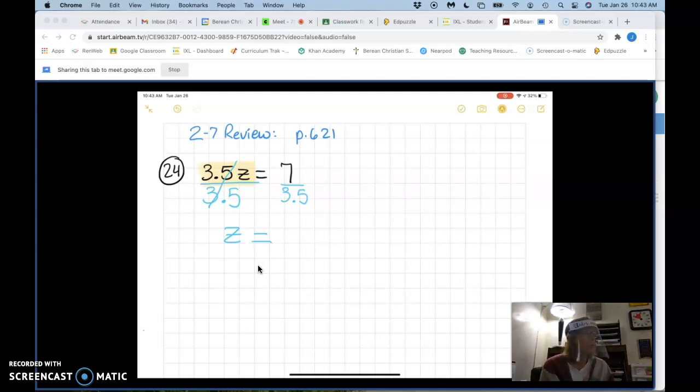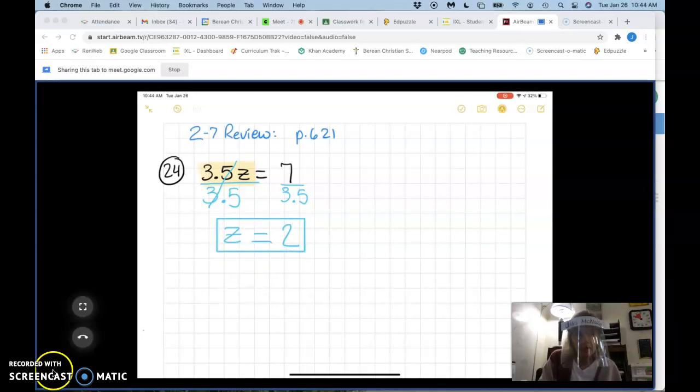And what, Cameron, what is 7 divided by 3.5? Two, yes it is. 2 with a dot behind it. Yeah, but we could just write 2. Perfect.